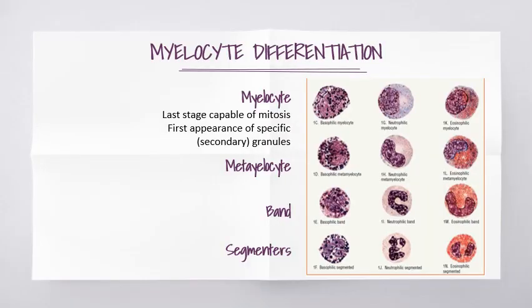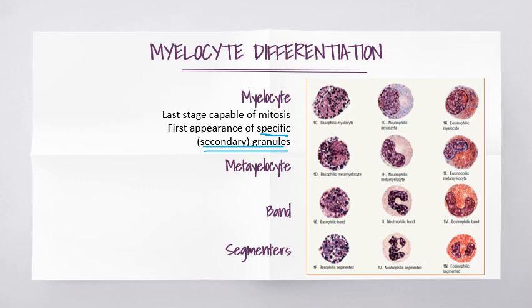So these are now the next steps of maturation. After promyelocyte, we will now have myelocyte. This is the last stage that is capable of mitosis, and this is where the appearance of secondary or specific granules comes into play. What's the importance of your specific or secondary granules? It is the secondary granules that will define that cell to be a neutrophil, eosinophil, or a basophil. Okay, remember that.